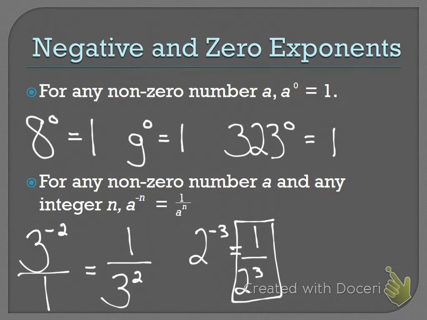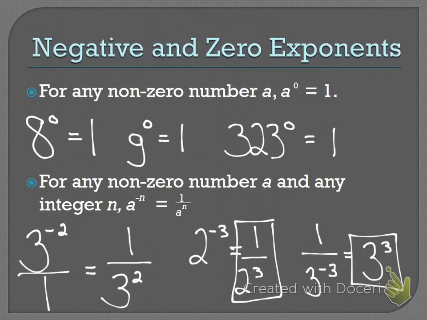What if it's 1 over 3 to the negative third power? What if the negative exponent's in the denominator? Can my rule still work? Okay, so my rule does still work. If I want to write this number using only a positive exponent, I move it to the opposite side of the fraction. So now I move it from the denominator to the numerator, and what's it going to be? 3 to the third power. I don't even need to write it over 1 because that's understood.